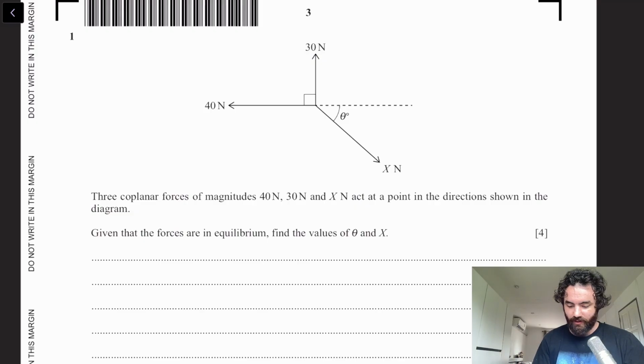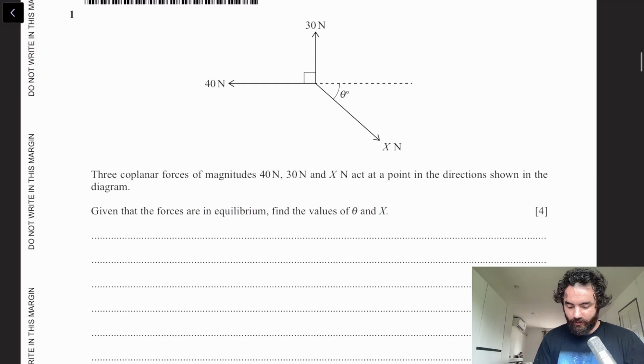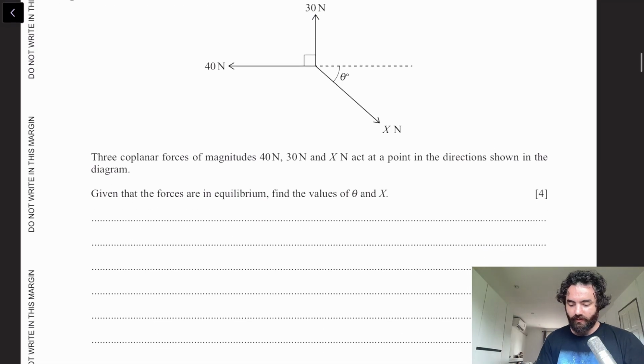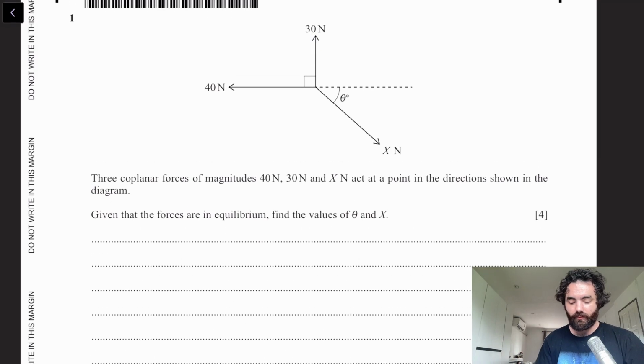Three coplanar forces of magnitude 40, 30, and X acting at a point in directions shown in the diagram. Given the forces are in equilibrium, find the values of theta and X. Okay, well, I have a whole video on this.